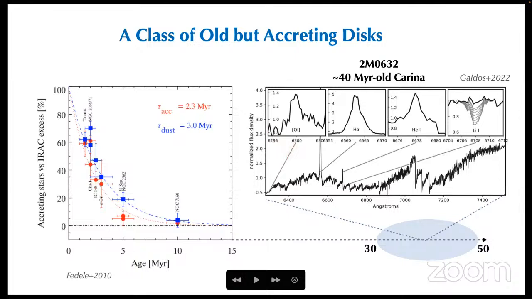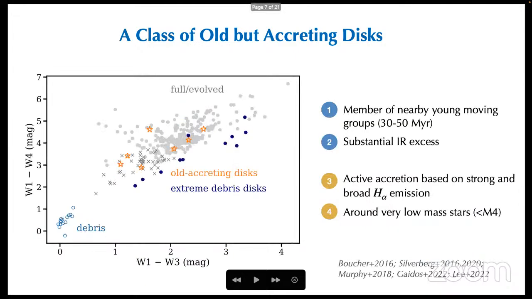Its optical spectrum shows clear evidence of accretion, and the lack of lithium absorption is a strong indication that this is quite old, as old as 40 million years. So those types of disks are first identified through their very strong infrared excess, which is quite comparable to many young disks of a few million years.